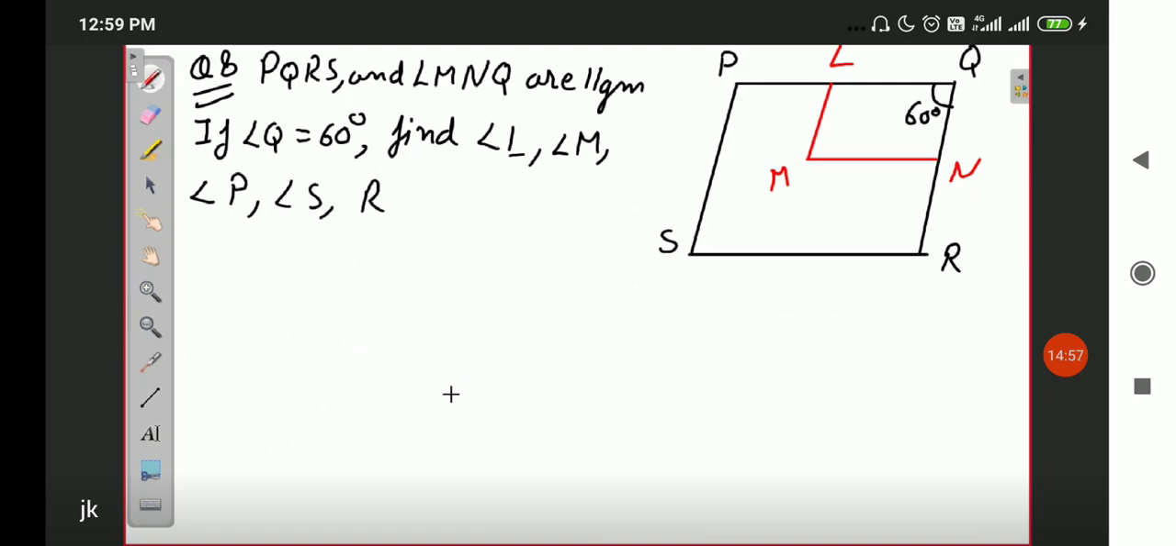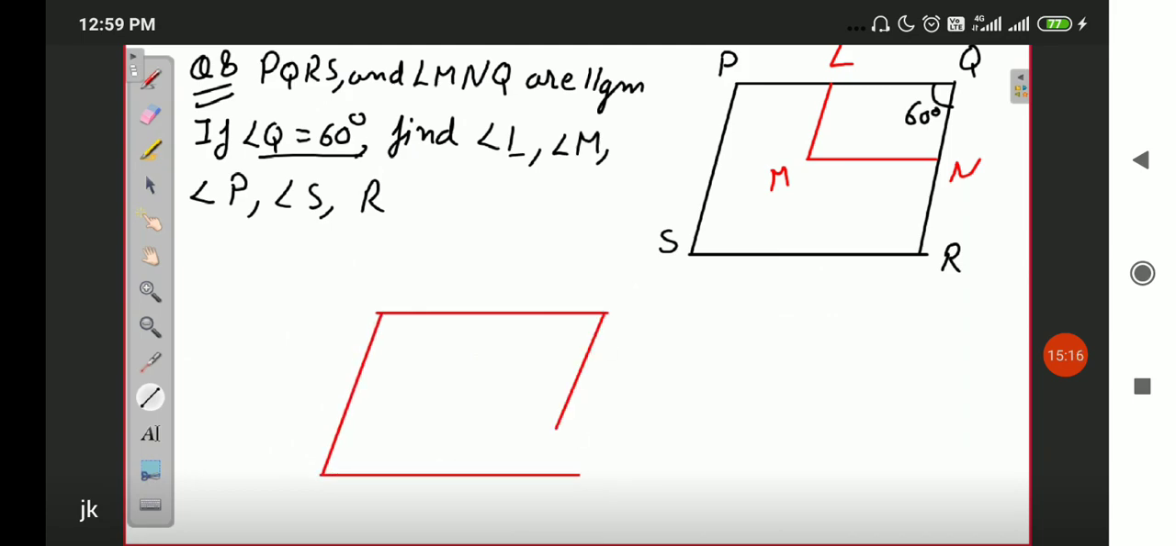Okay. We have to determine all other angles if angle Q is 60 degree. Okay, so I am just explaining it to you. I hope you can write this down by yourself. First of all, I will talk about the larger parallelogram, that was PQRS. We will determine all of its interior angles. This is P, Q, R, S, and angle Q we had 60 degree. And after that, we will talk about the other parallelogram LMNQ.